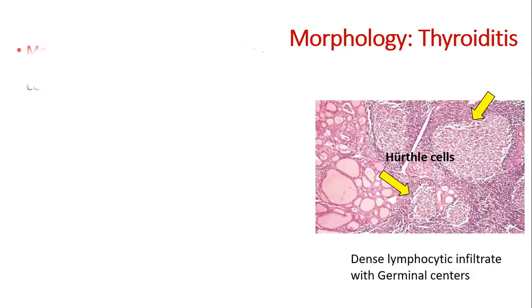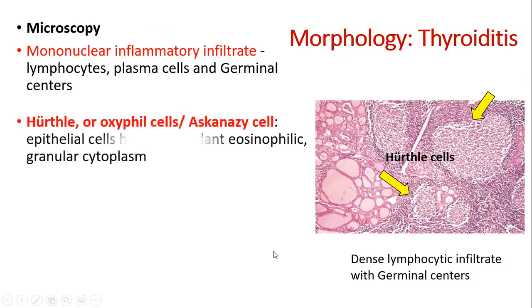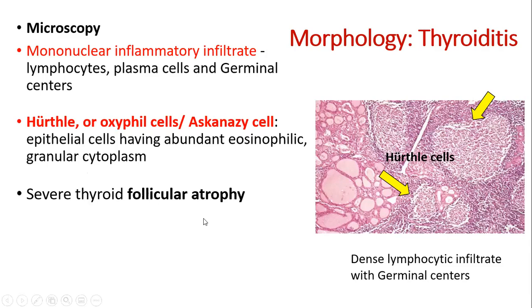Microscopically, it is very classic to see mononuclear cell infiltration: lymphocytes, plasma cells, dense lymphocytic infiltration with germinal centers, so it looks like a lymph node architecture. Another important feature is Hurthle cells, or oxyphil cells, or Askanazy cells, epithelium with abundant eosinophilic granular cytoplasm. Hurthle cell hyperplasia is seen in this condition. Severe thyroid follicular atrophy. Some thyroid follicles are seen, but most are replaced by immune cells. Fibrosis, then keloid-like fibrosis. That's why the color is gray and firm.